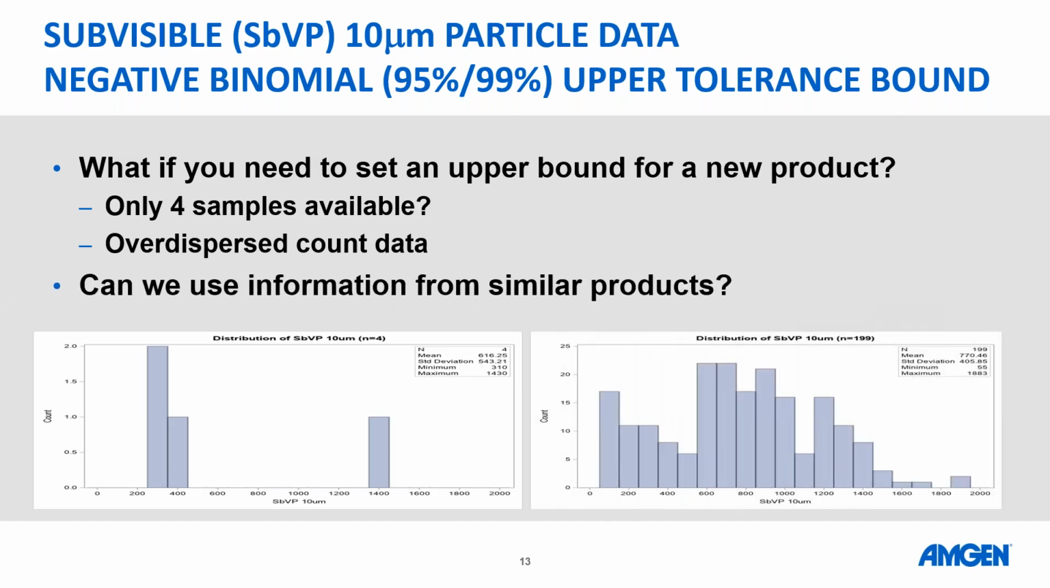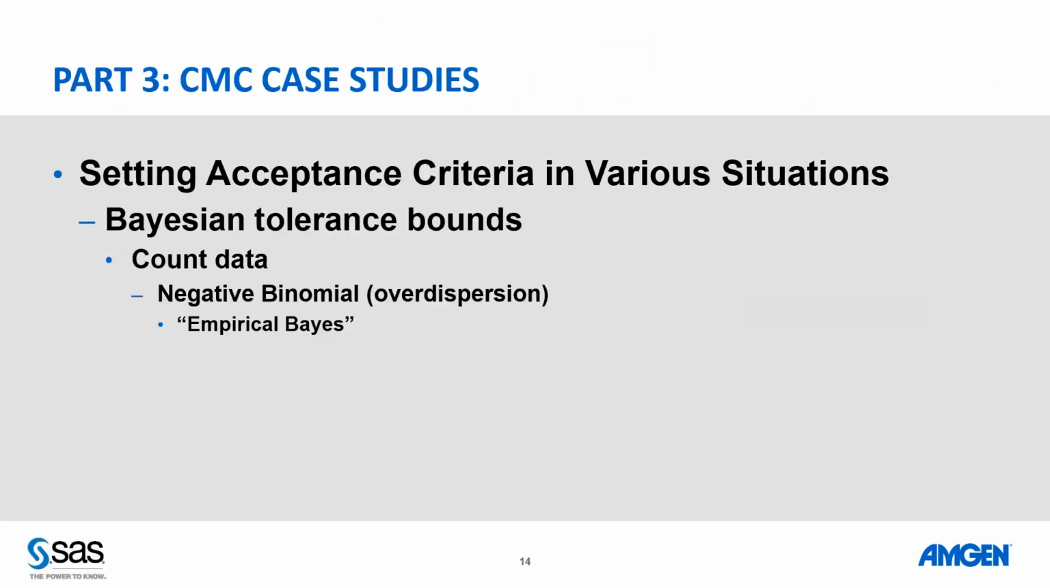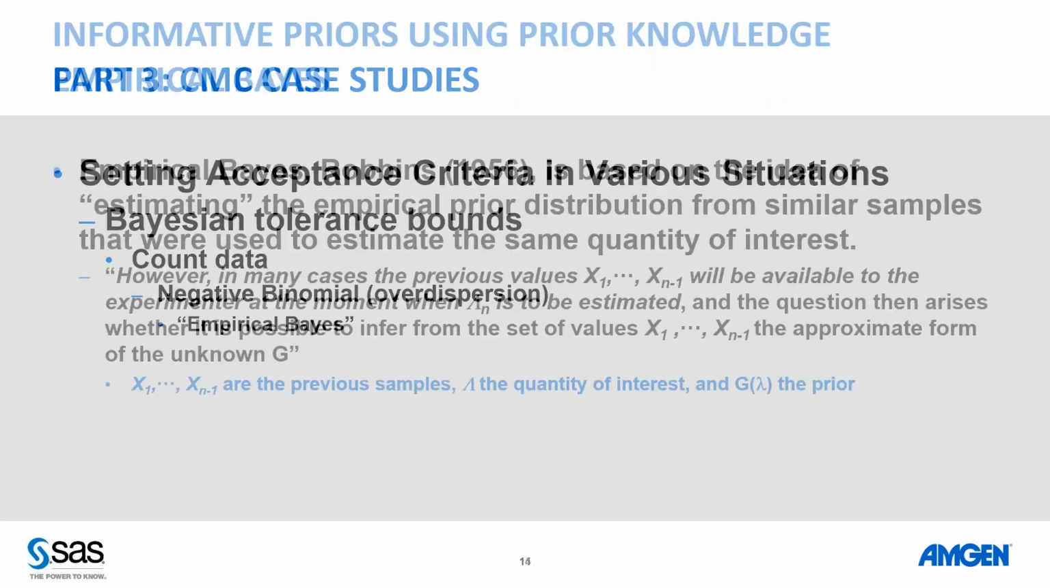Can we use data from similar products? And you have a data set right next to it. And that data set has a lot of points, okay? So we're going to start by combining the data set with 4 observations with this other data set. Okay? So we're going to start with empirical Bayes.